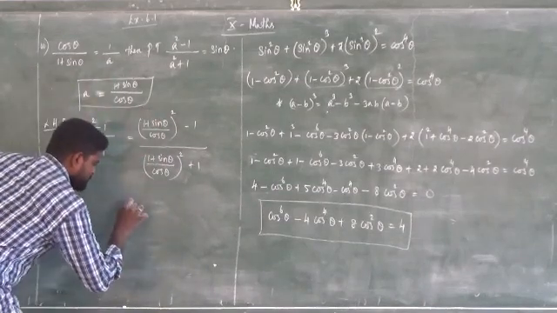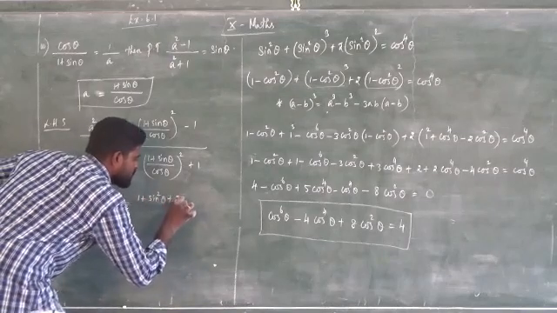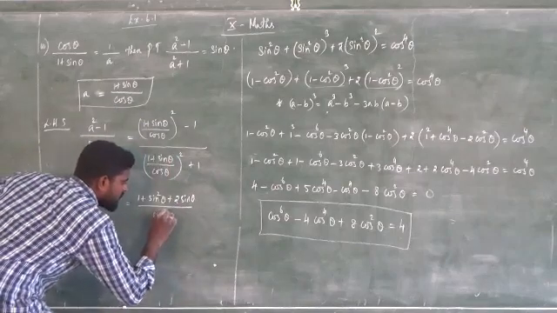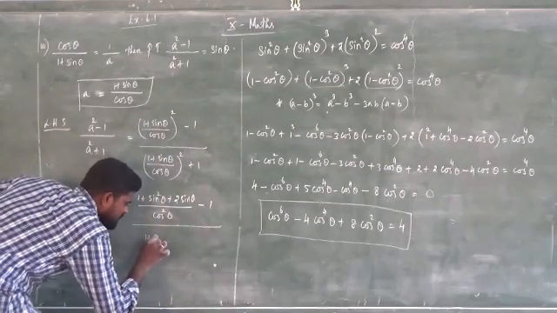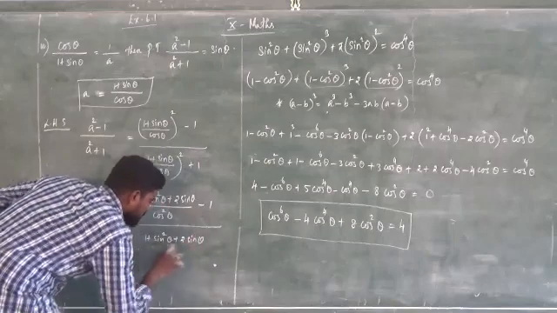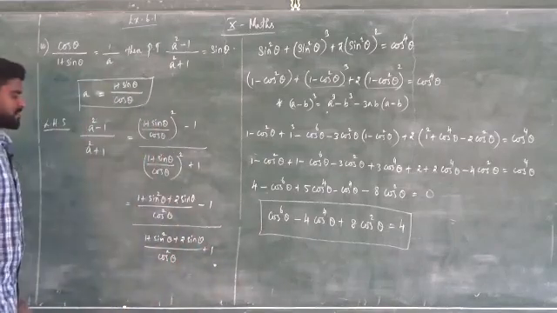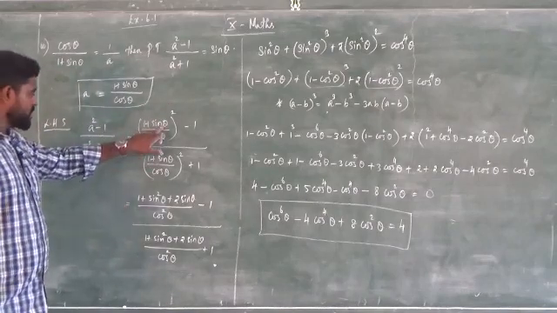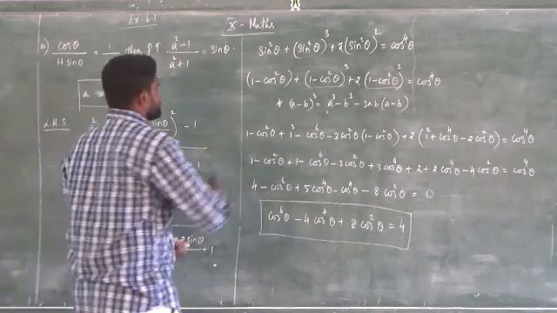So it is (1 plus sin square theta plus 2 sin theta) by cos square theta, minus 1, by (1 plus sin square theta plus 2 sin theta) by cos square theta, plus 1. So this is the expansion of (1 plus sin theta) by cos theta whole square, (A plus B) whole square. By cos theta, if you square, it becomes cos square theta.